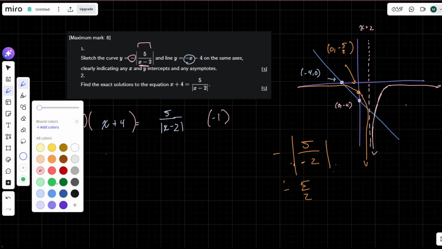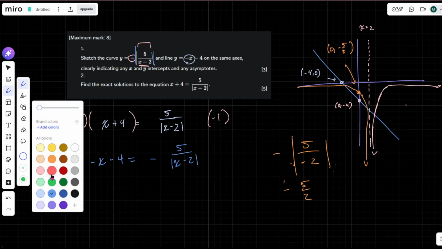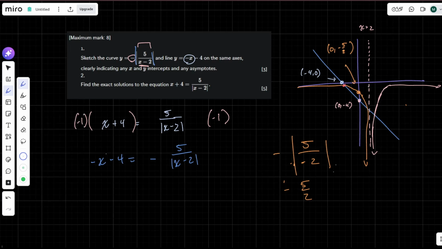So x plus 4 would be minus x minus 4. This would become minus 5 over the modulus of x minus 2. And this is identical because the modulus applied to just the positive 5 doesn't end up making a big difference. It's the x minus 2 part becoming positive that is the reason we've got the modulus lines here, or that's the difference that they make. So the fact that it's applied exclusively to the x minus 2 shouldn't really change anything. What we're looking for then are the intersection points between these two lines, basically.